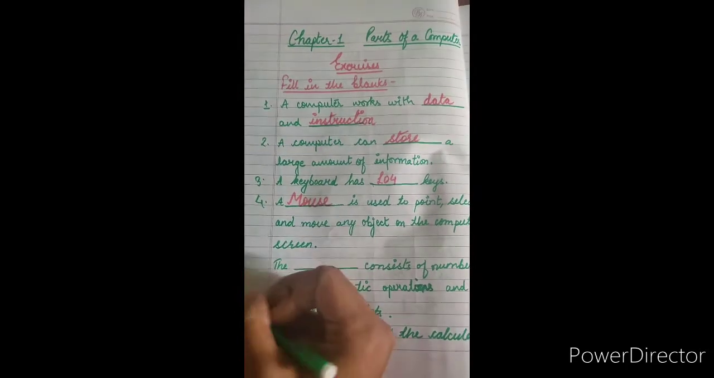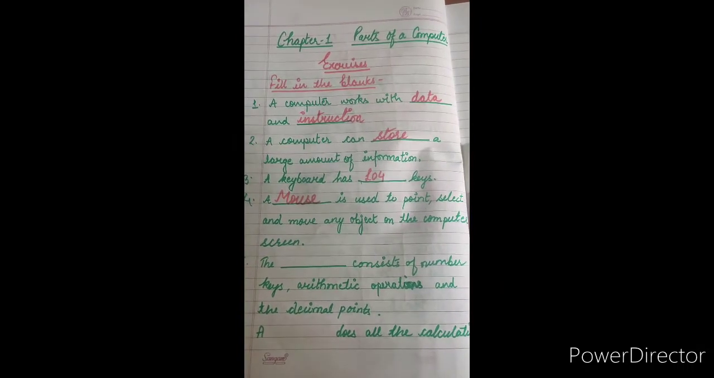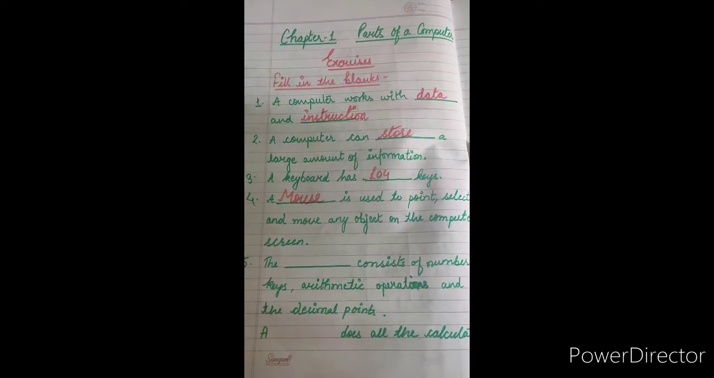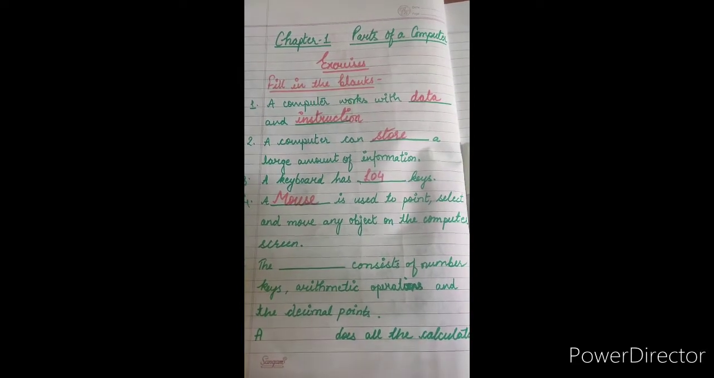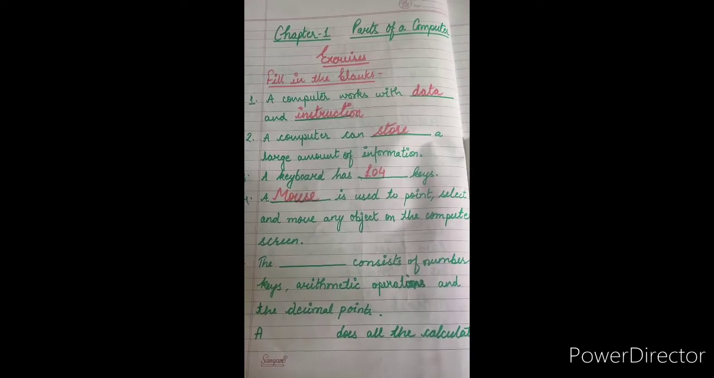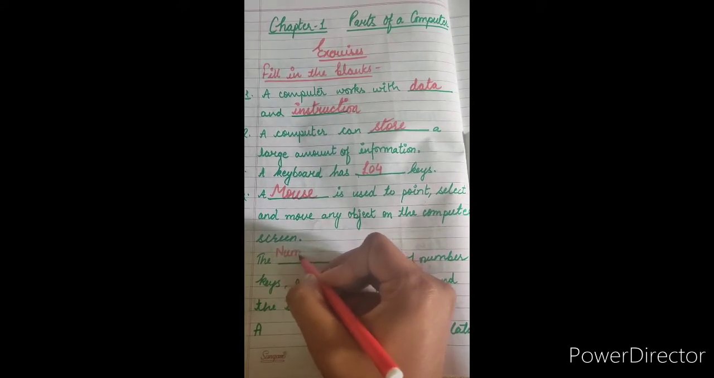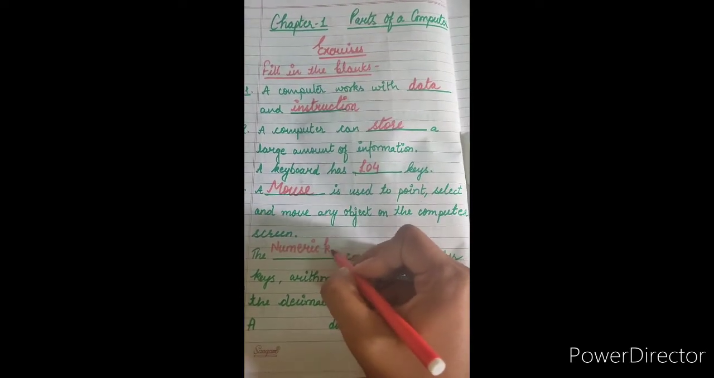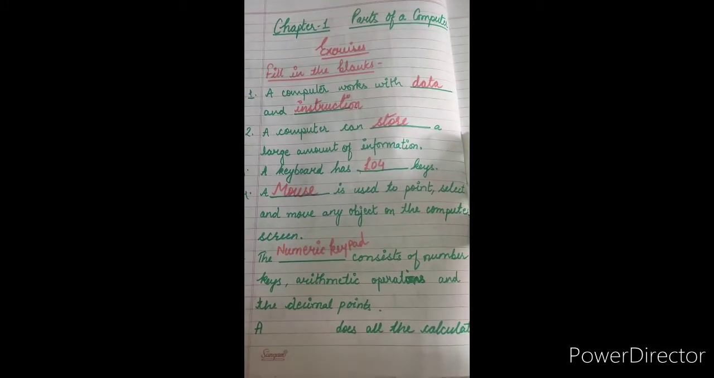Fifth one is: a dash consists of number keys, arithmetic operations and the decimal point. So the numeric keypad consists of number keys, arithmetic operators and the decimal point. So spelling of numeric keypad: NUMERIC, keypad, KEYPAD, numeric keypad. Okay.